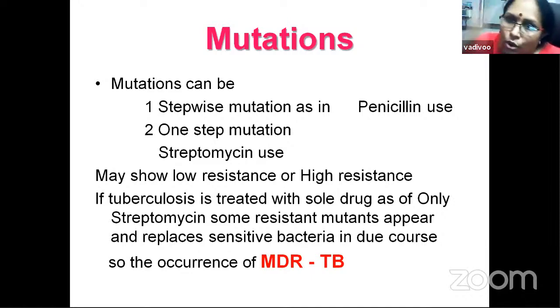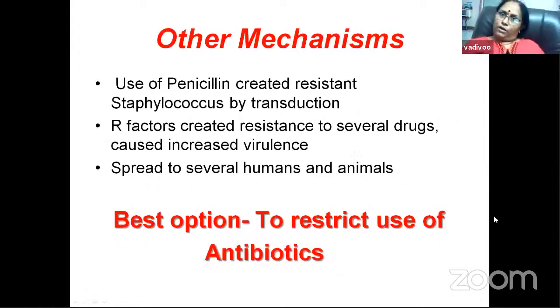And then it may show low resistance or high resistance. So if tuberculosis is treated with a single drug, such as only streptomycin, some resistant mutants appear and replace the sensitive bacteria in due course. So there is an occurrence of multiple drug resistance, MDR tuberculosis. Another mechanism: use of penicillin created resistance in staphylococcus. This is seen due to transduction. Okay, these R factors transfer the traits.